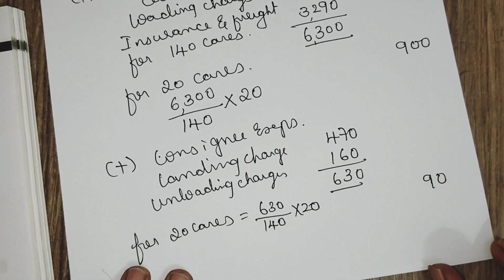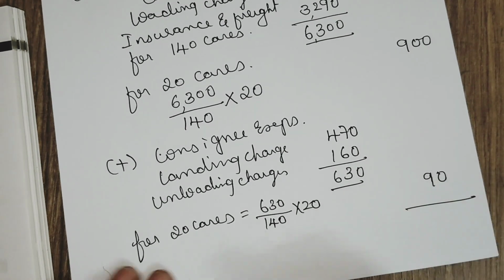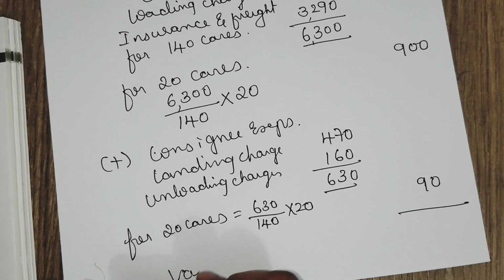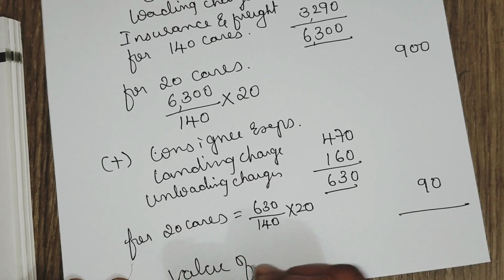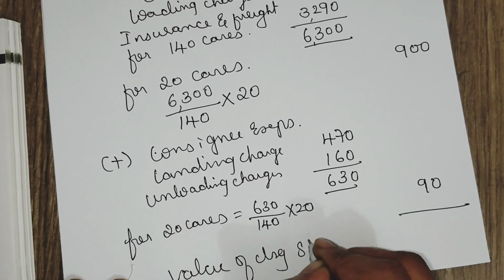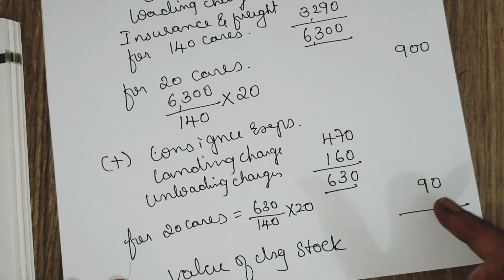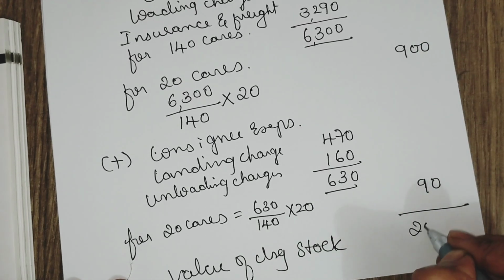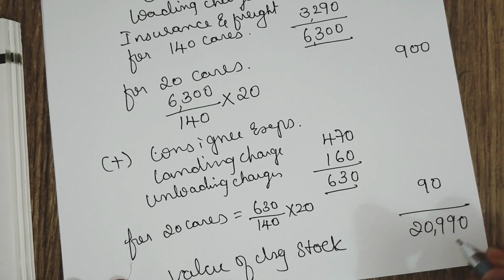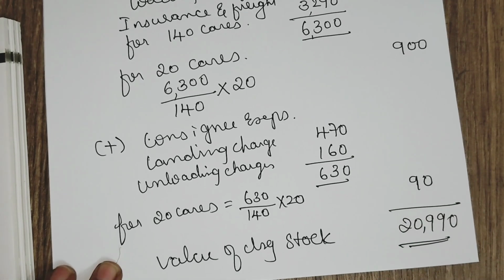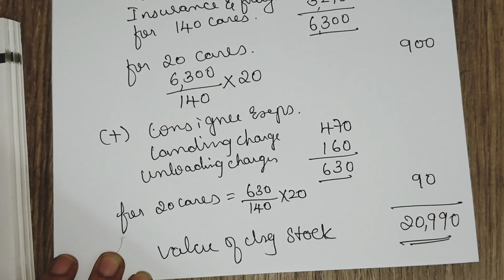Now what is the value of closing stock? Value of closing stock is 20,000 plus 900 plus 90. That is 20,990 is the value of the closing stock.